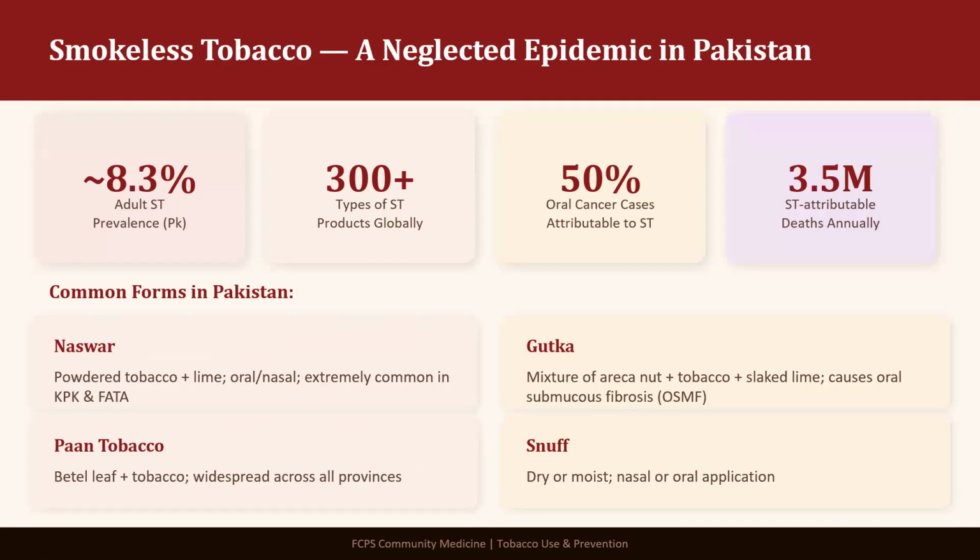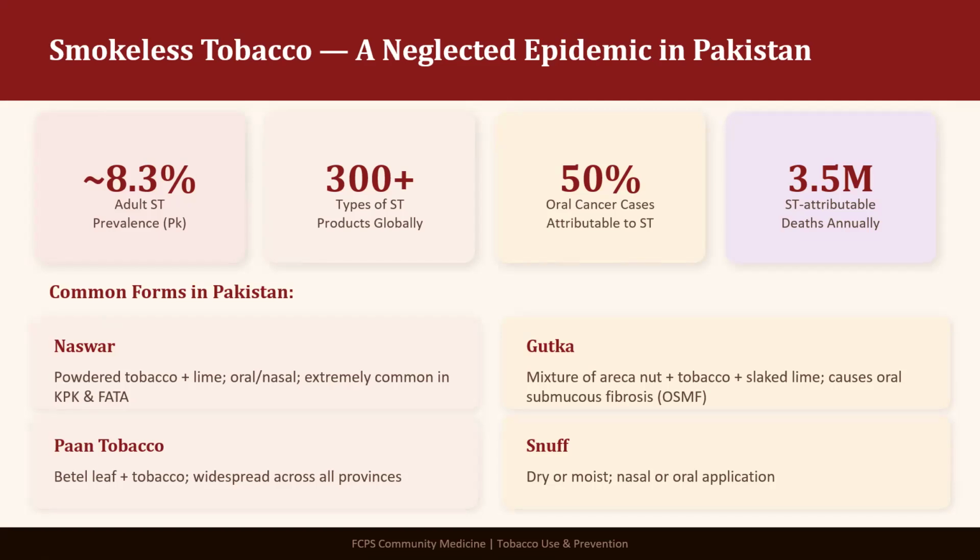Next is smokeless tobacco, a neglected epidemic in Pakistan. There is approximately 8.3% prevalence in Pakistan. There are 300 plus types of smokeless tobacco (ST) products globally. 50% cause oral cancer, and smokeless tobacco causes 3.5 million deaths annually. The common form in Pakistan is Naswar, powdered tobacco plus lime, used orally or nasally, extremely common in KPK and FATA.